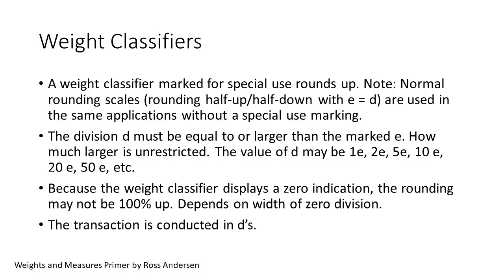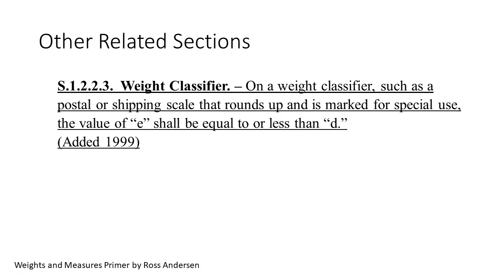We have to be careful in testing, as the rounding is not always 100% up. The option 1 test procedure using error weights accounts for this rounding when properly performed. The weight values expressed in D's are the basis of the commercial transaction. In this new section for weight classifiers, E shall be equal to or less than D. The task group proposal no longer limits weight classifiers to classes 3 and 4.